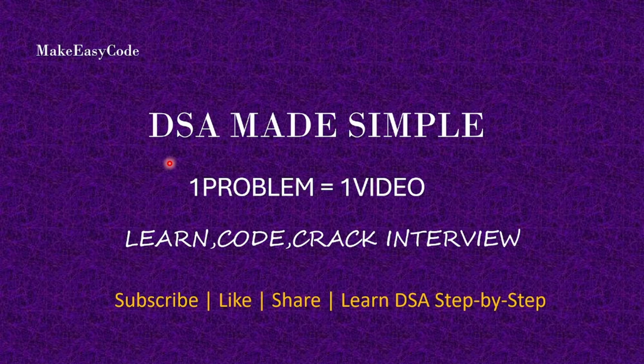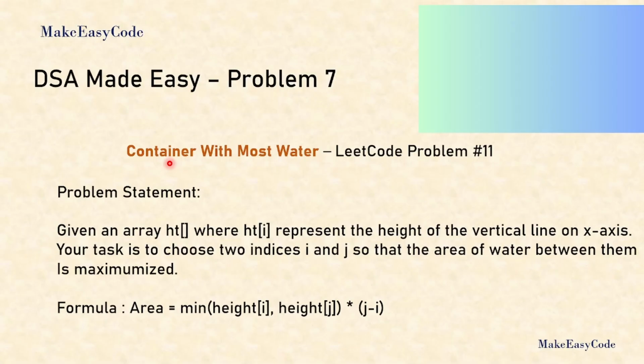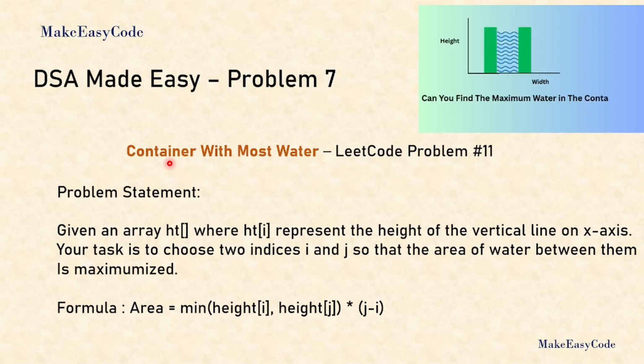Here, DSA made simple. Friends, suppose we have two vertical lines on a graph, and if we pick any two of them, they can hold water between them. The question is, which two lines will hold the most water? Let's solve these questions in the smartest way possible. Today we are solving LeetCode problem number 11, that is Container With Most Water.